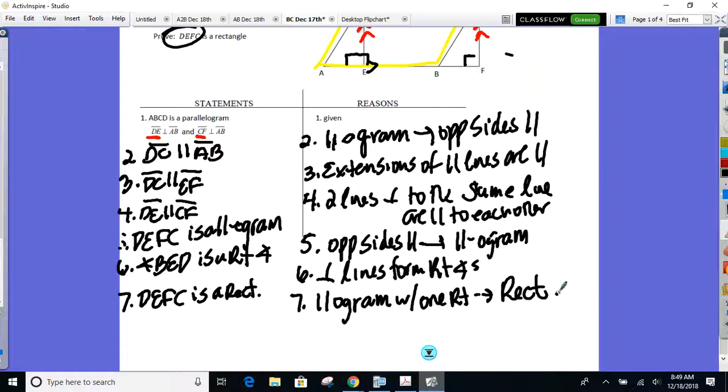Get in the habit of showing it's a parallelogram first, and then either congruent diagonals or one right angle to make it into a rectangle. Guys, I can almost guarantee you're never going to be able to do 4 right angles in a statements reasons proof. Never. Questions? All right, let's get away from the statements reasons for a bit, and let's go on to the graph.